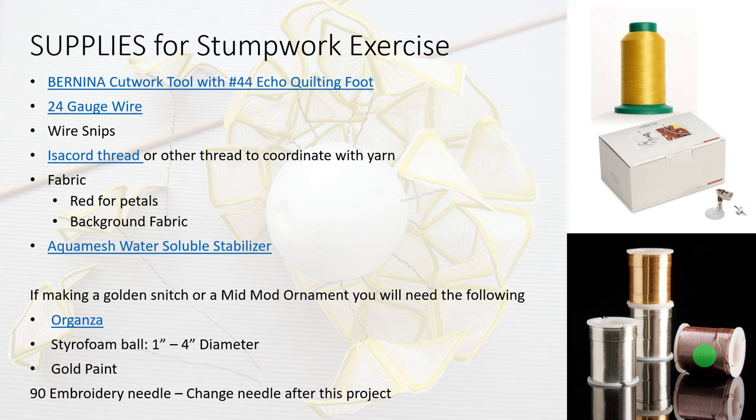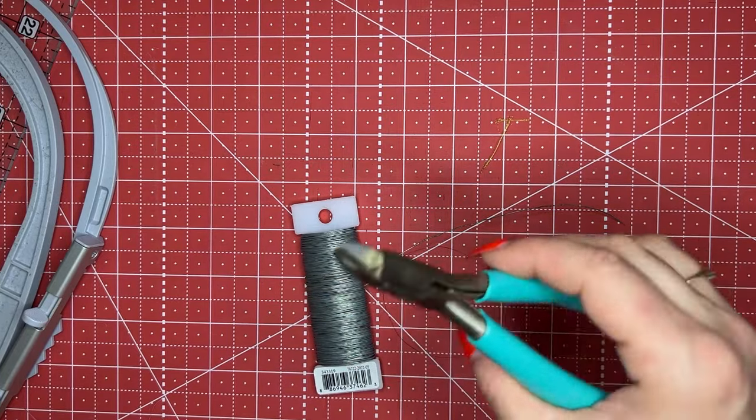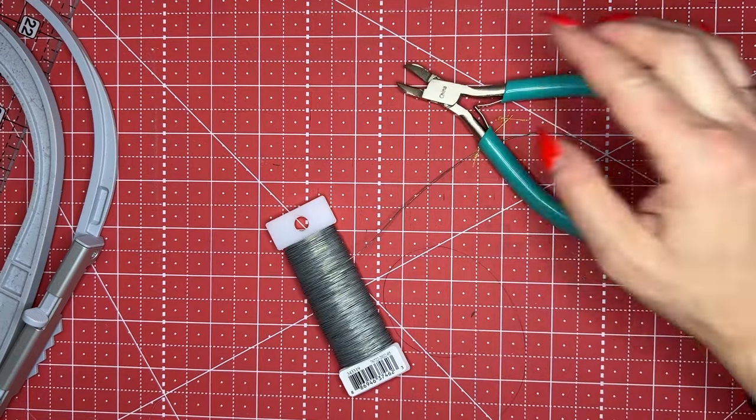So there are some additional different supplies for a Stumpwork exercise. There's the Bernina CutWork Tool, and in the Bernina CutWork Tool comes the number 44 Echo Quilting Foot. And it's sold in a kit. You can see it there on the right. I use 24 gauge wire for my exercise. You're going to need wire snips because you want to be kind to your scissors. So use wire snips to cut your wire.